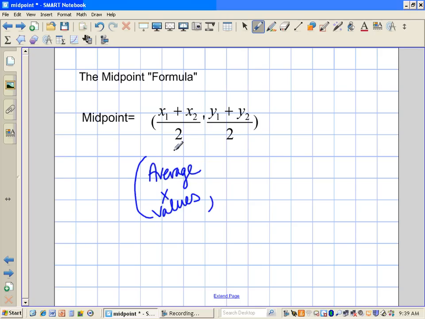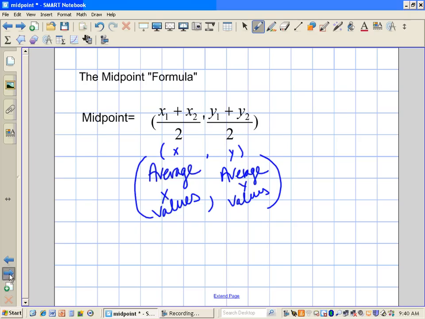Remember, it's always x and then y in a coordinate point. And so then we're going to add up the 2 y values. So we're going to find the average of the y values. And that's going to get us our y coordinate. So if you think of this like an average, whenever you find an average, it's add up all the data values and divide by the number of data values you have. Well, here we have 2 data values, so we divide by 2. So that's how we're going to find the midpoint.